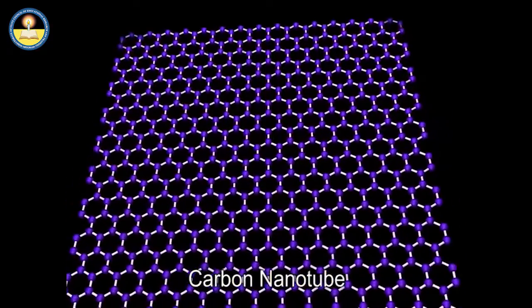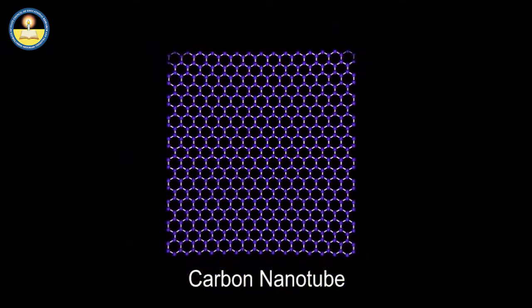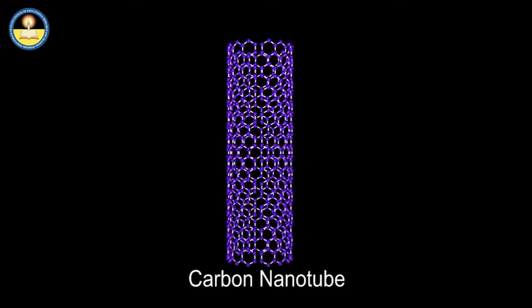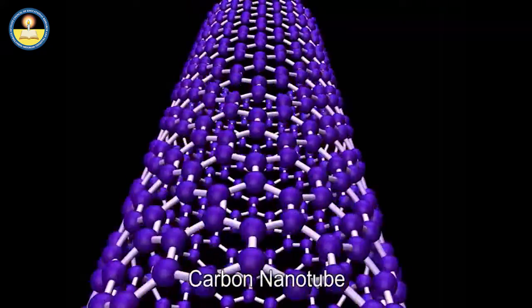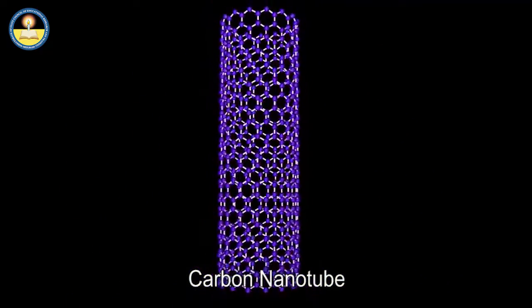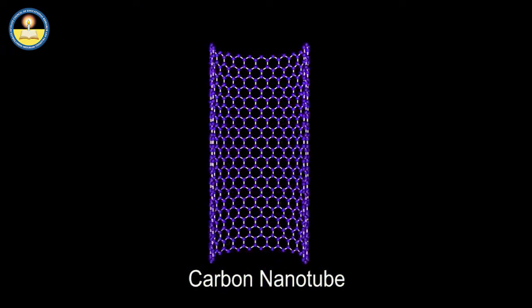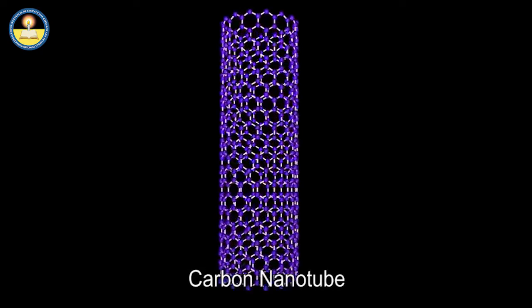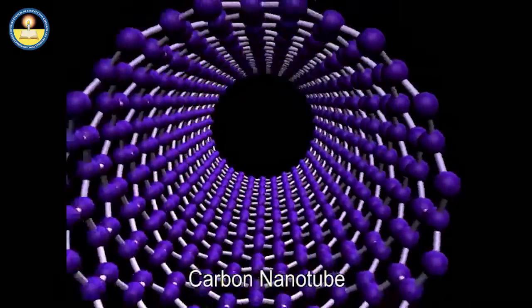Let me tell you one more example of a fullerene. It is called as a carbon nanotube. It exists in the form of a tube. Its name is derived from the long hollow structure with the walls formed by one atom thick sheet of carbon. Sheet rolled at specific and discrete angles decides the properties of nanotube.